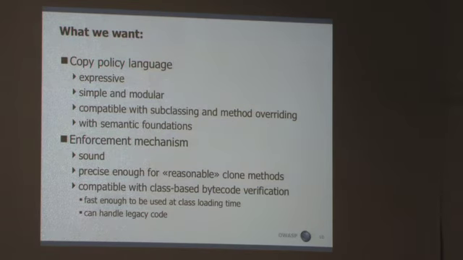What we are looking for is a language for expressing copy policies that allow you to say how you want your objects to be copied. So this language should be expressive enough to capture a reasonable amount of policies. We'd like it to be simple, though, and also to work in a modular fashion that respects the structure of the language. In particular, it should be compatible with subclassing and method overriding. And we'd also like to be able to make the link with the underlying programming language, so there should be semantic foundations for this policy language, and it should be integrated with your programming language.